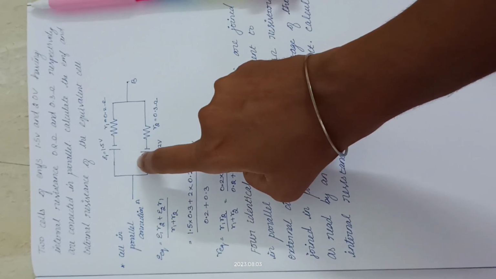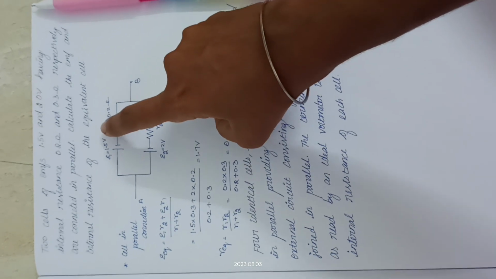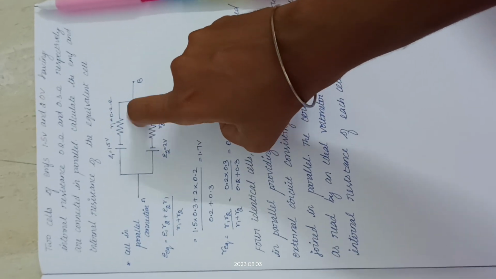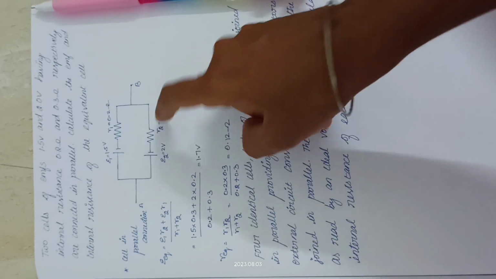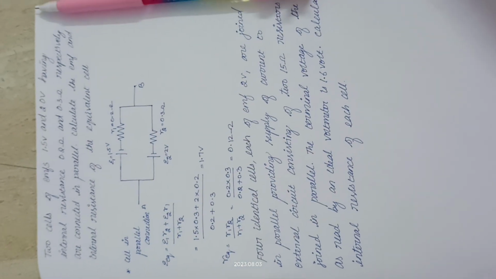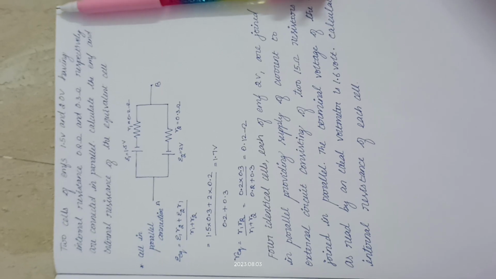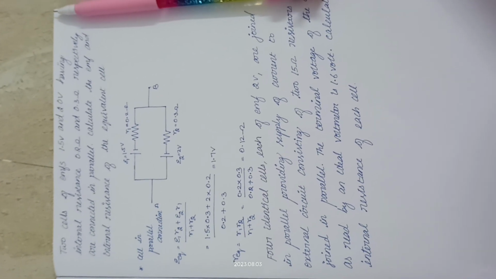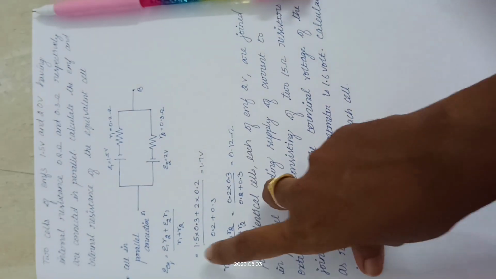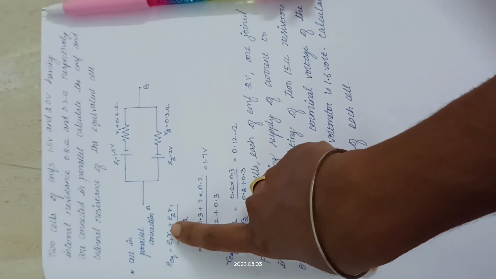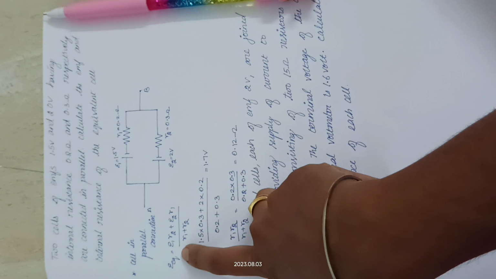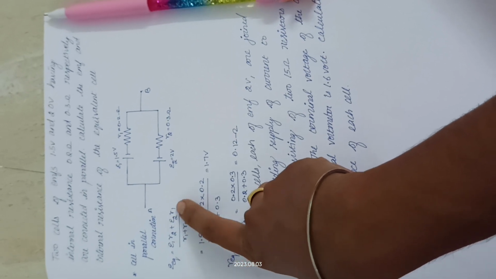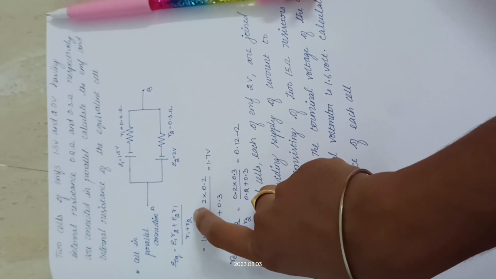What is meant by equivalent cell? Here we have two cells, so the number of cells is 2, so we have to find the EMF and the internal resistance for the equivalent cell. Okay, so what is the formula for the equivalent cell? That is the EMF for the equivalent cell. So epsilon equivalent is equal to (epsilon1 R2 plus epsilon2 R1) by (R1 plus R2).